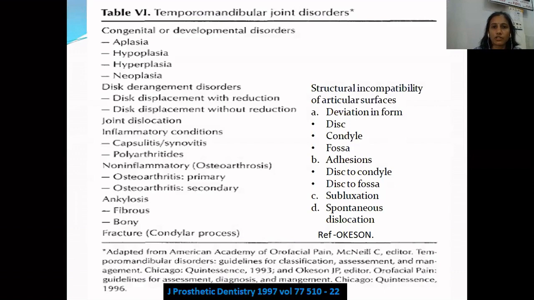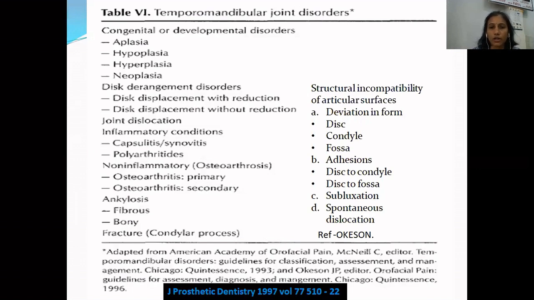So coming to the classification of joint disorders, this was given by the American Academy of Orofacial Pain on temporomandibular joint. First is the congenital or developmental disorders, which include aplasia, hypoplasia and hyperplasia. Disc derangement disorders, that is disc displacement with reduction and without reduction. Joint dislocation, inflammatory conditions like capsulitis and polyarthritis. Non-inflammatory conditions like osteoarthritis, which can be primary or secondary. Next is ankylosis, which is either bony ankylosis or fibrous ankylosis.